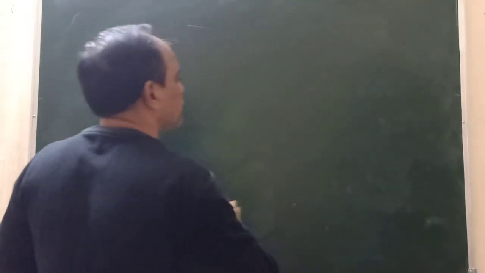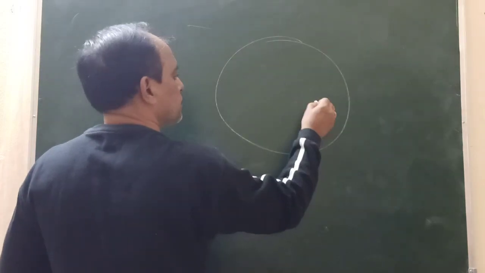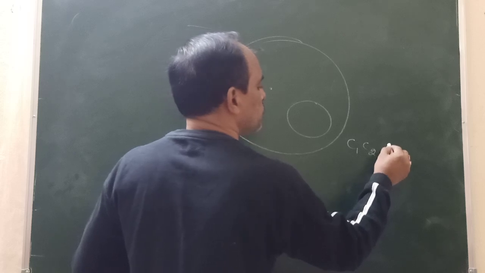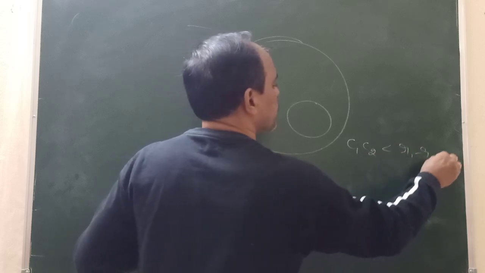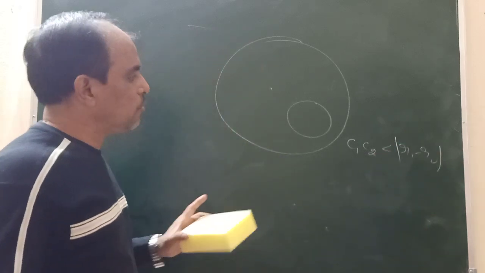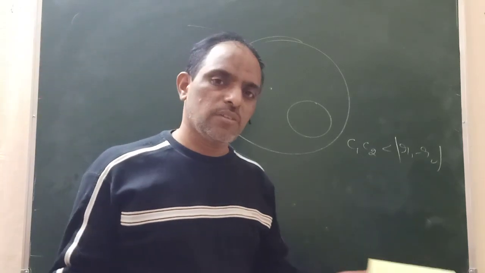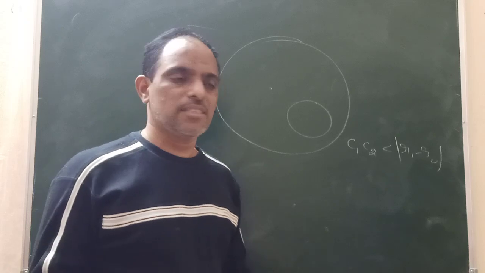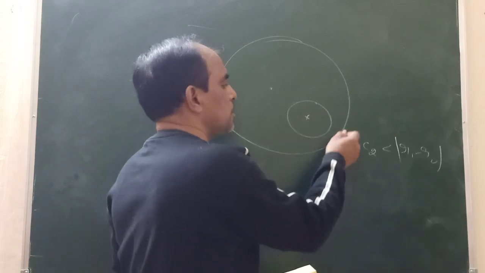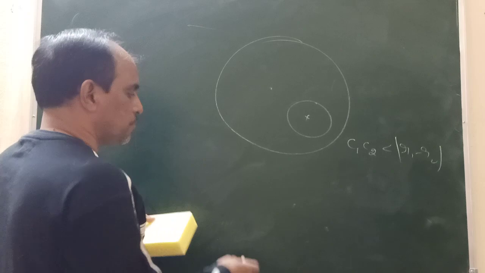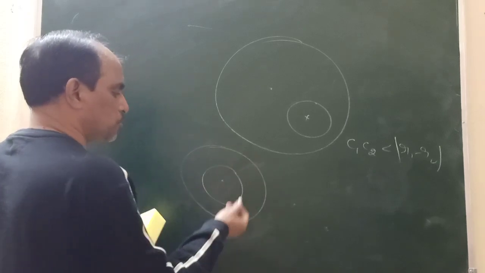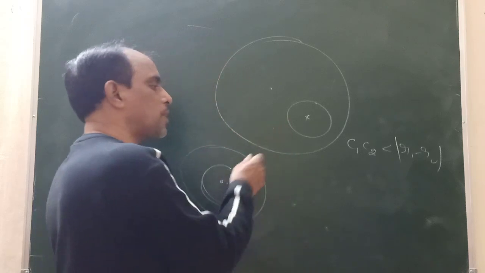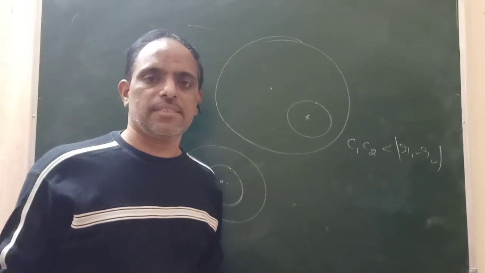Just subtract one equation from another equation, you will get that equation also. Next, if one circle lies inside the other circle, then C1 C2 is less than R1 minus R2. Since one circle lies inside the other, there will be no common tangents that touch these two circles. And for concentric circles also there will be no common tangents. In these two conditions, there will be no common tangents.